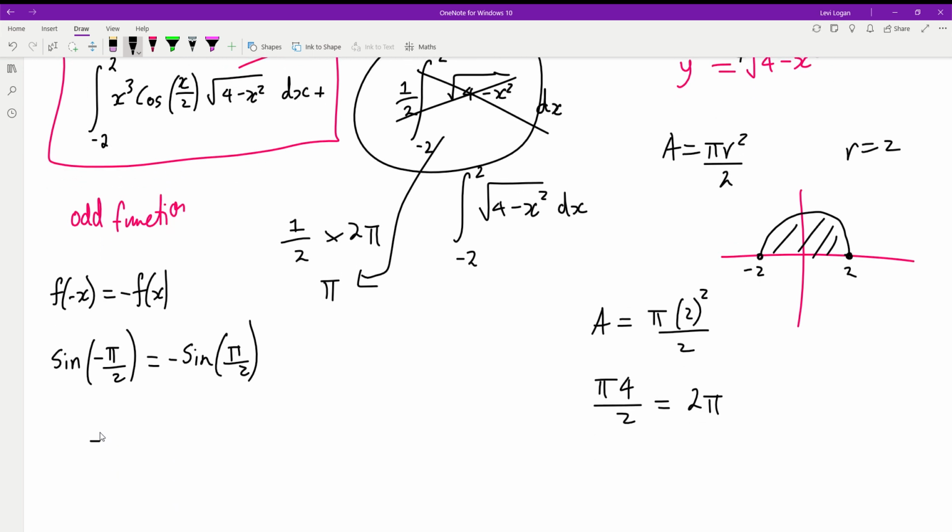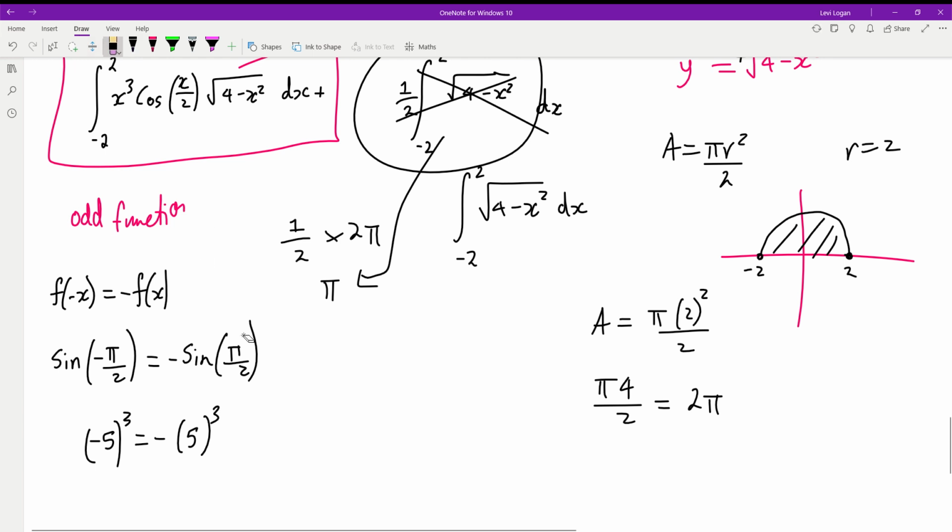If you had -5 cubed, that's the same as negative times 5 cubed, because if you cube a negative number, it's still going to be negative. Because it's an odd function. So this is the definition of an odd function.